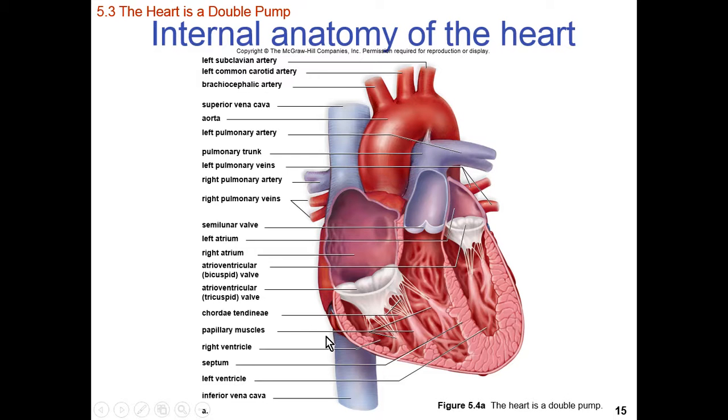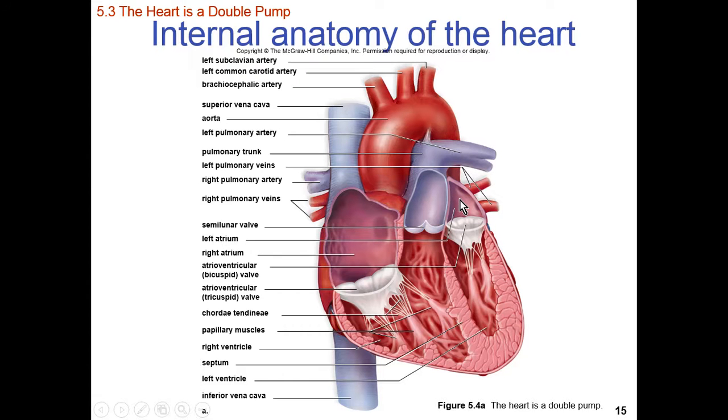So let's talk about that again while we're looking at the interior structure of the heart. We are going to send blood to the right atrium. From the right atrium, we'll flow past the right AV valve down into the right ventricle. From the right ventricle, we'll send blood upwards past the pulmonary semilunar valve to the pulmonary trunk, pulmonary arteries, to the lungs, to the pulmonary veins, to the left atrium.